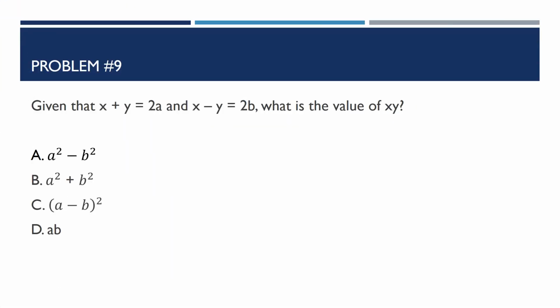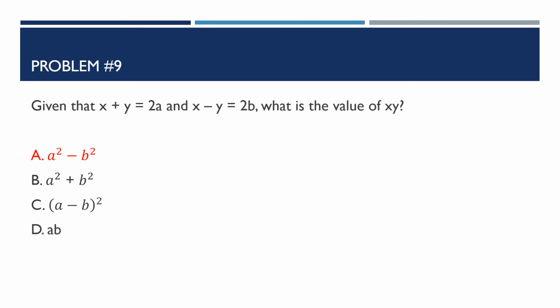So let's have problem number 9. Given that x plus y is 2a and x minus y is 2b, what is the value of xy? Let us solve this. The answer for this problem is a squared minus b squared. So how did we get this answer?